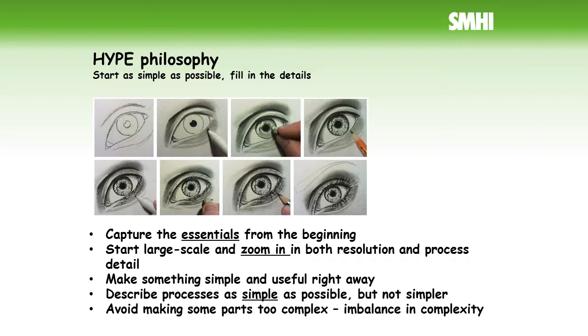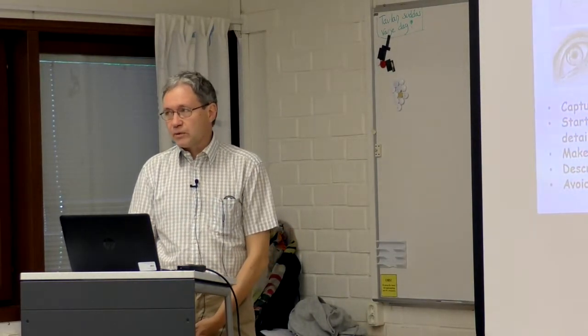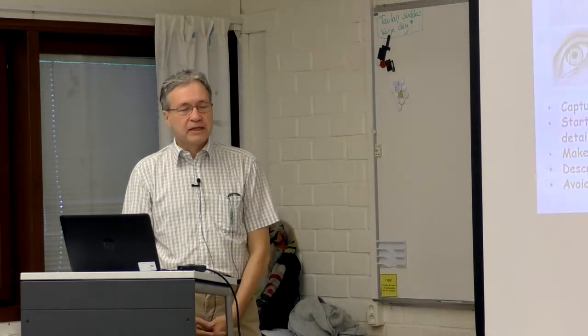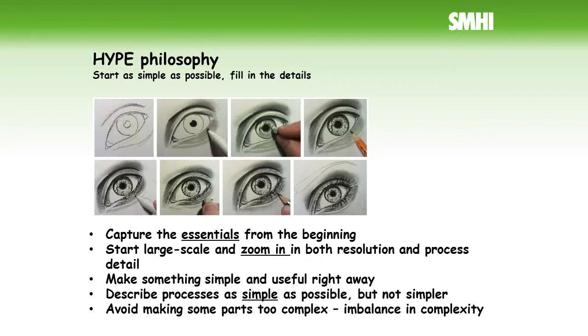So we get all the essentials from the beginning, and it was important for us also to start doing something which is simple and useful right away, not waiting for 3 years and realizing that it wasn't really what was expected. To describe all processes as simple as possible, but not simpler than that. And we wanted to avoid making some parts too complex. We wanted to have a balance in complexity between different parts of the model. So that, for instance, not the river part would be dominating when it comes to computational time and so on.